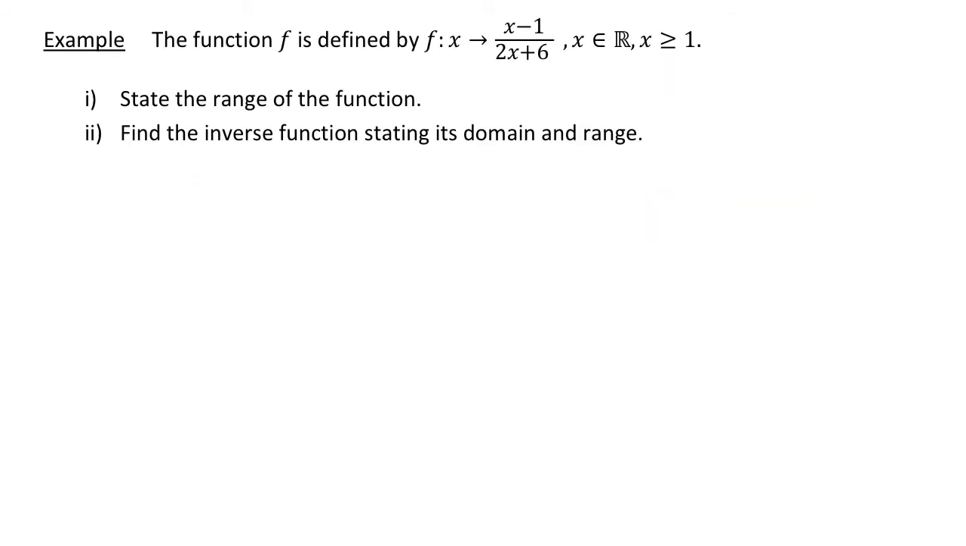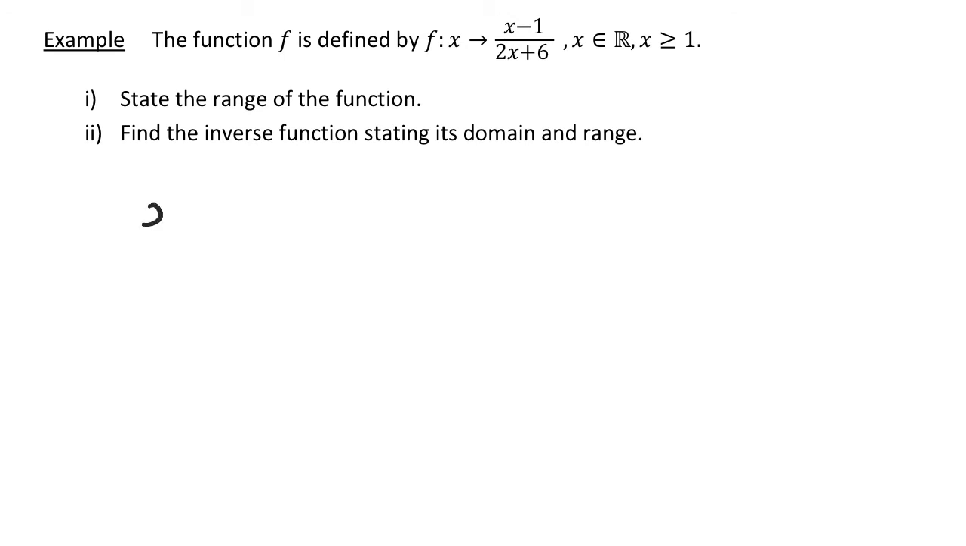Our next example, the function f is defined by f maps x onto (x minus 1) over (2x plus 6), where x belongs to the real numbers and x is bigger than or equal to 1. So x could be 1, 1.2, 1.3, all the way up to infinity. So we need to state the range of this function. To do that, we can write that in a simpler form.